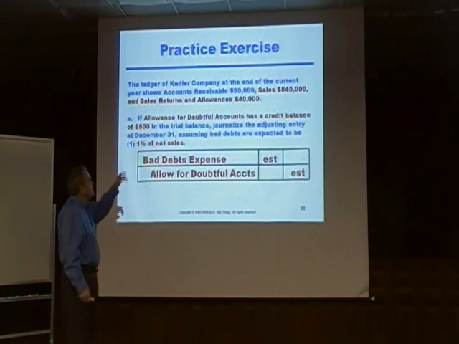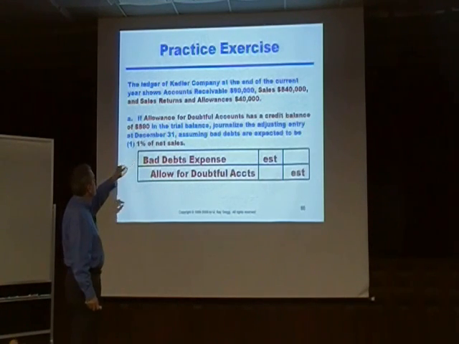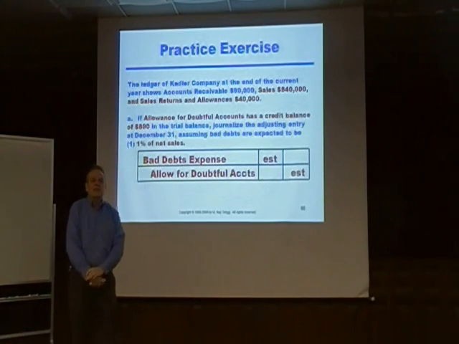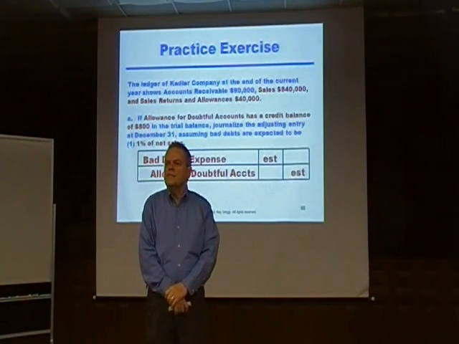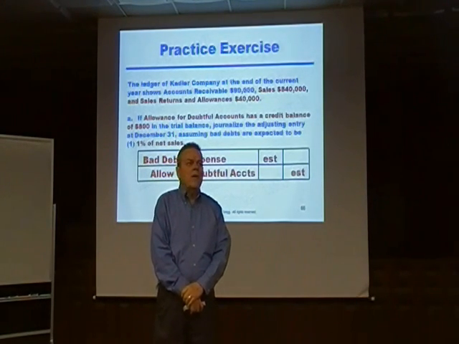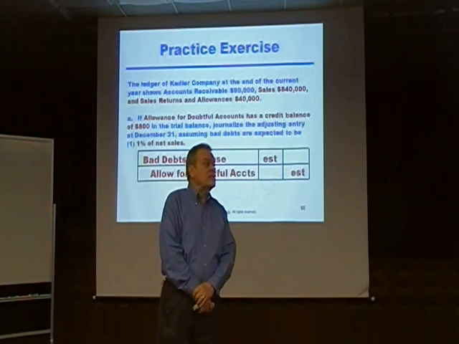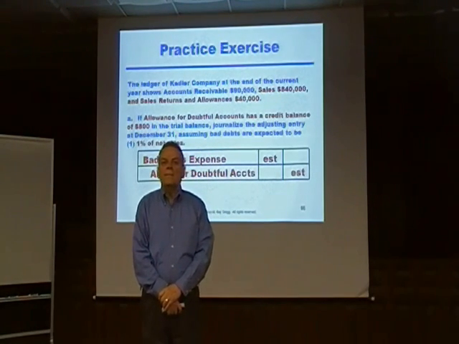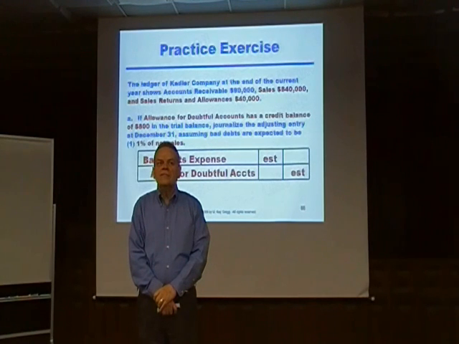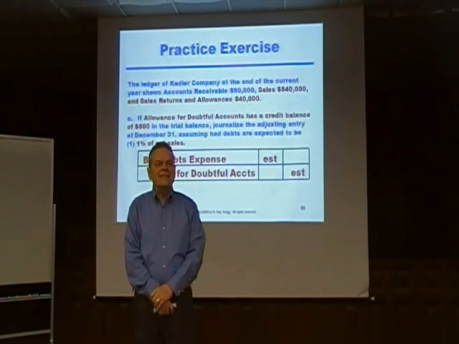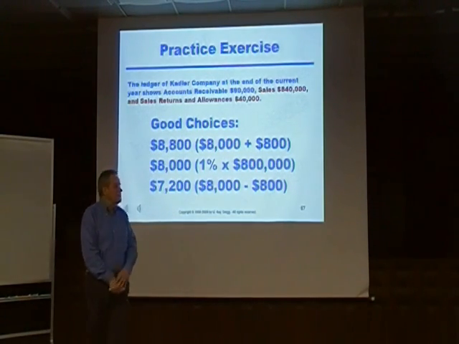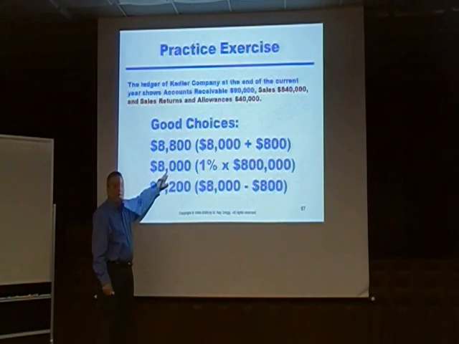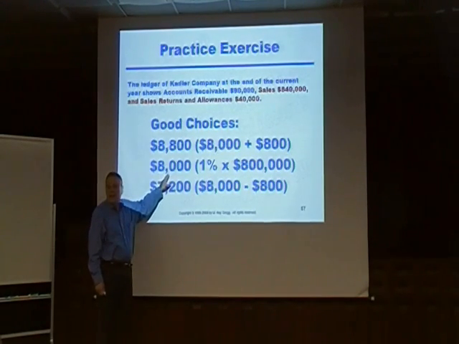Now, the problem says sales are $840,000, sales returns and allowances are $40,000, and our estimate is 1% of net sales. You can do net sales in your head. What are net sales? The amount? Say it. 840 minus 40 is 800,000. How about doing 800,000 times 1% in your head? What'd you get? 800? 80,000? 8,000? It's 8,000. 1% of 800,000 net sales is 8,000.